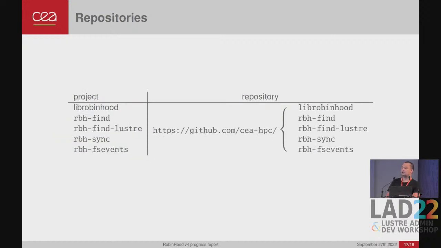Just to remind you, the repositories are available on GitHub, here for the 5 tools that I described in this presentation. This is Torque, LibRobinhood, RBH Find Lustre, RBH Sync, and RBH FS events. And reviews and code contributions are welcome.